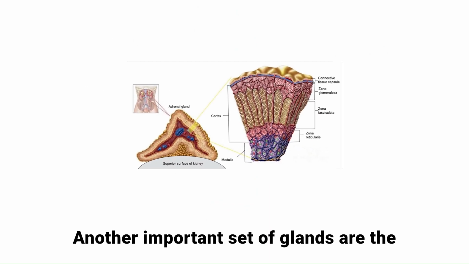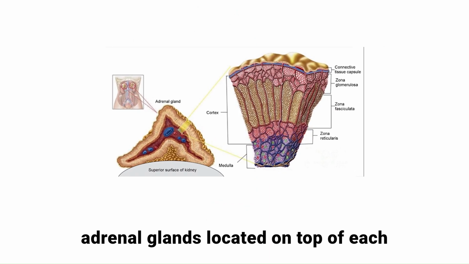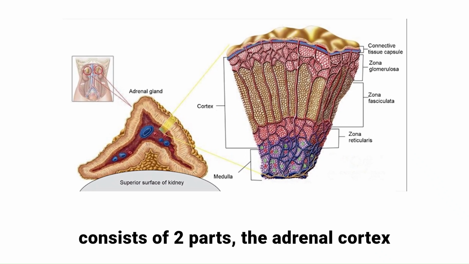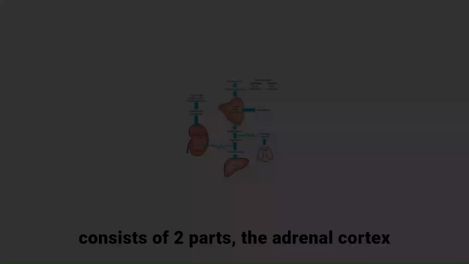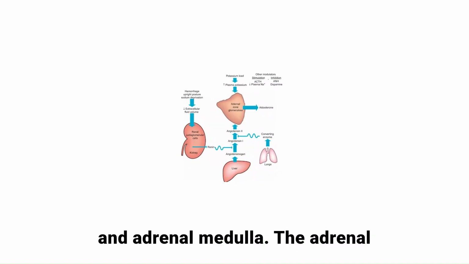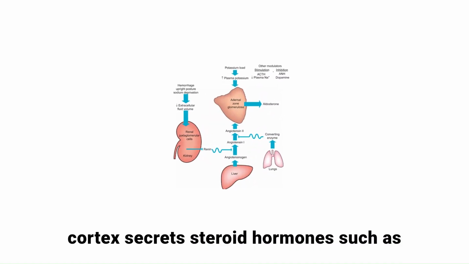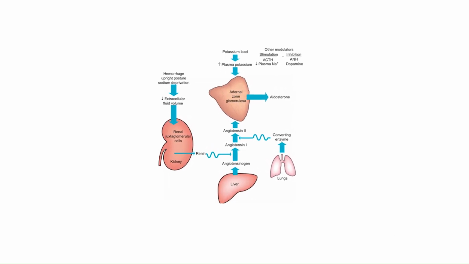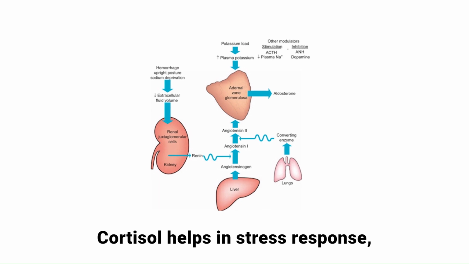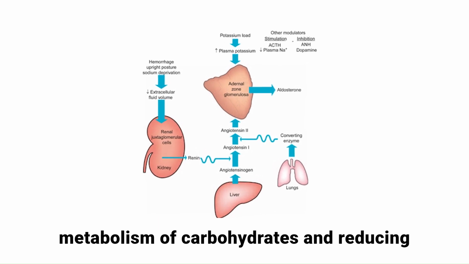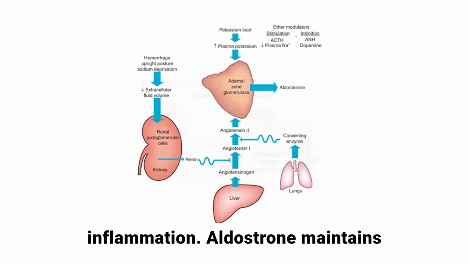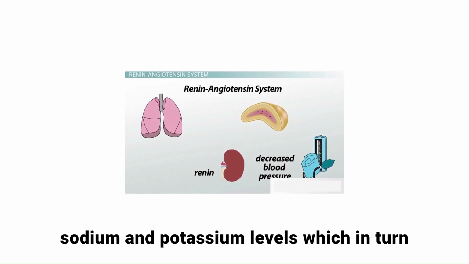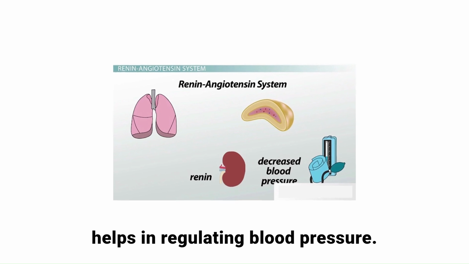Another important set of glands are the adrenal glands, located on top of each kidney. Each adrenal gland consists of two parts, the adrenal cortex and adrenal medulla. The adrenal cortex secretes steroid hormones such as cortisol, aldosterone, and sex hormones. Cortisol helps in stress response, metabolism of carbohydrates, and reducing inflammation. Aldosterone maintains sodium and potassium levels, which in turn helps in regulating blood pressure.